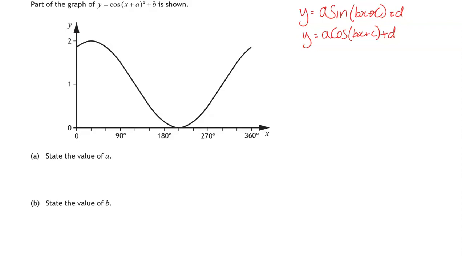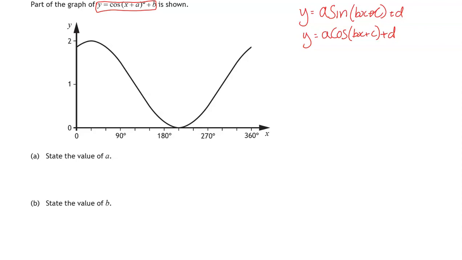So when we get given an image of a curve like this, we have to be able to look at it and say, right, what transformation has happened and how has it transformed. So this time we're told that we have y equals cos of (x plus a) plus b. We have to figure it out. Now the first one to look at is the plus a, partly because that's part a, but also because that will have the first effect on the curve.